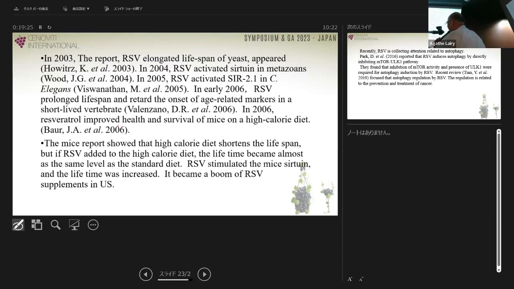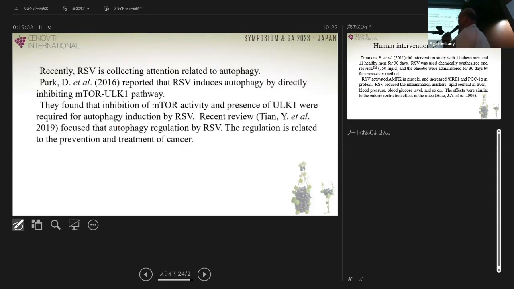It became a boom of resveratrol supplements in the United States. Recently, resveratrol is attracting attention related to autophagy. Park reported that resveratrol induces autophagy by directly inhibiting the mTOR-ULK1 pathway. They found that inhibition of mTOR activity and presence of ULK1 were required for autophagy induction by resveratrol. A recent review focused on autophagy regulation by resveratrol. The regulation is related to the prevention and treatment of cancer.